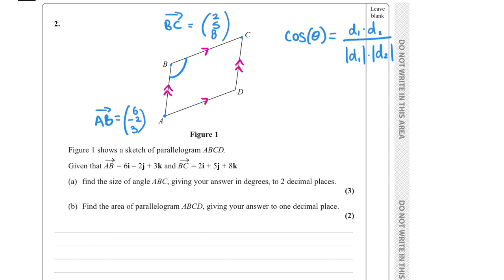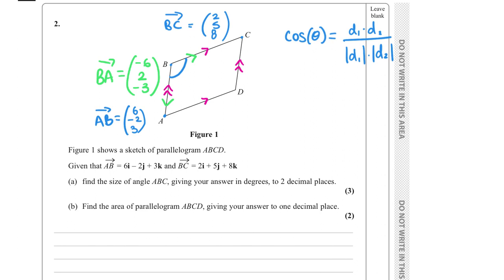Our direction vectors need to be coming out from the angle for this formula to work. Okay? So we're not going to be using the direction vector of AB. We need to have the direction vector of BA, which we know is just -6, +2, and -3. Okay? Because we're going the opposite direction, right? So we just change the sign.